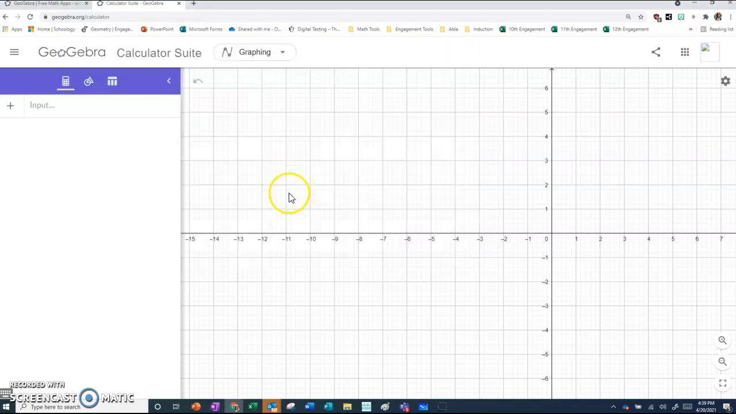All right, now that you have signed into GeoGebra, I want you to make a triangle with vertices at -4, -2, 0, 3, and 3, -3 using the polygon tool.